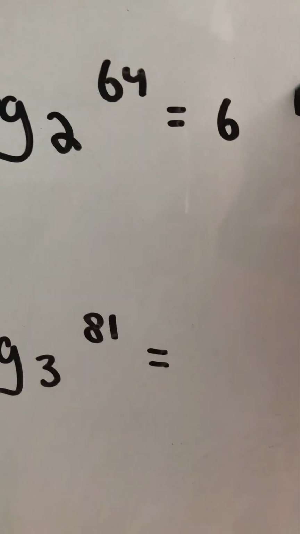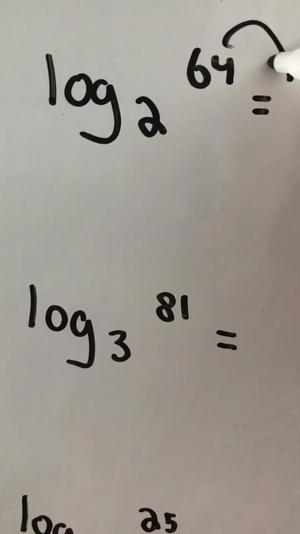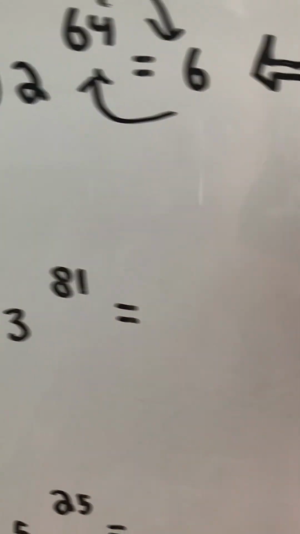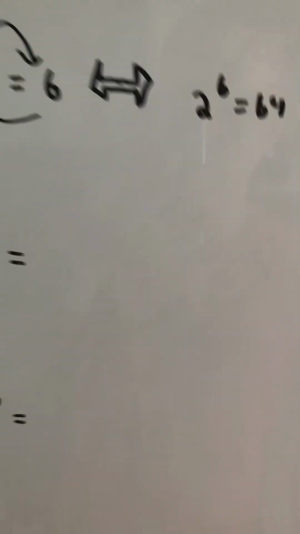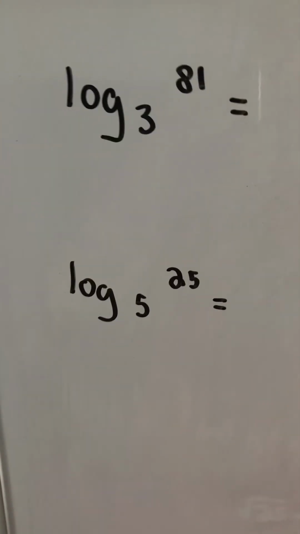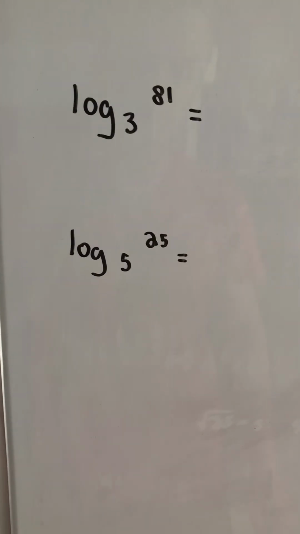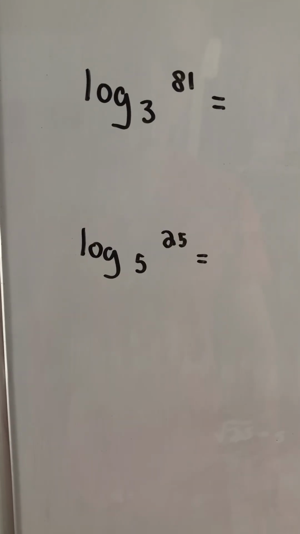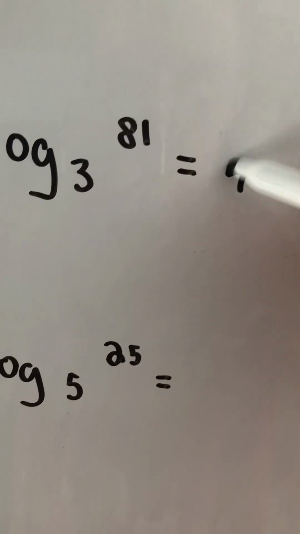And I can prove it when I write it in its exponential form. If I move these two numbers around on each side of the equation, I get 2 to the 6th power is equal to 64. So that is true. Alright, how about this one? Log base 3 of 81. So 3 to the what power is equal to 81? Well, it turns out 3 to the 4th power is equal to 81, so the output value is going to be 4.